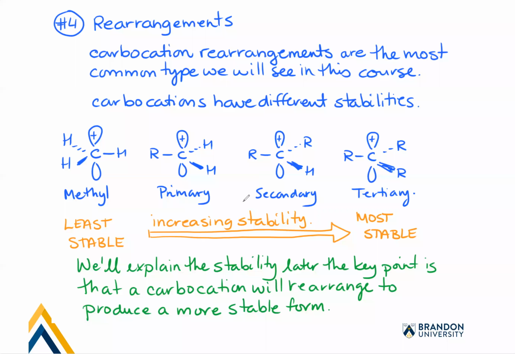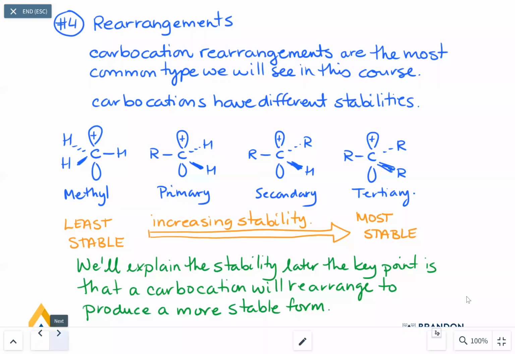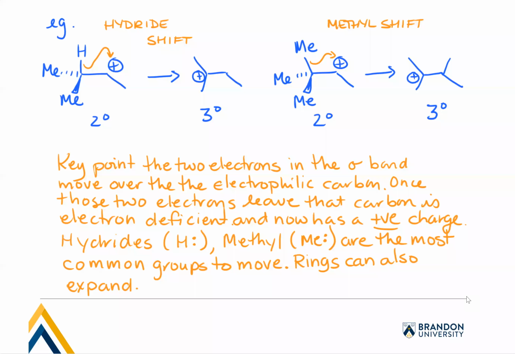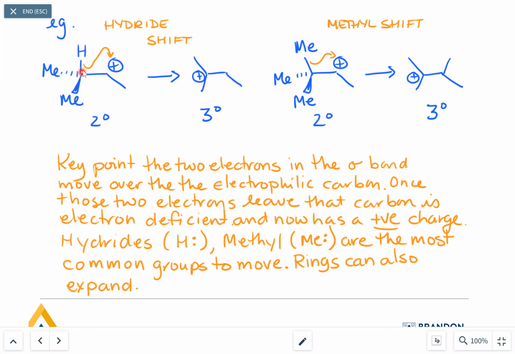Alkyl groups donate electron density, so the more alkyl groups you've got, the more stable a carbocation will be. But let's look at an example of a rearrangement and how it works. So let's pretend that you've got a secondary carbocation here, and on the neighboring carbon, you've got 2 methyl groups and a proton.